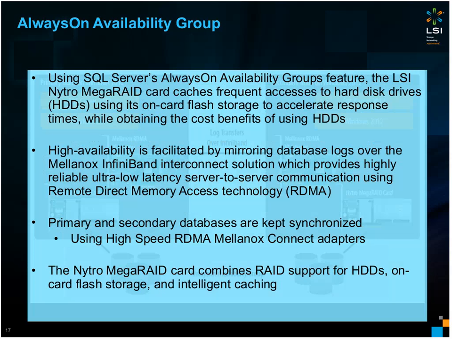There we go. We took SQL Server's Always On availability groups. We used Nytro MegaRAID. We cached the frequent accesses to the hard disk drive, both on reads and writes in the primary and on reads on the secondary. We provided high availability through the use of mirroring database logs over the Mellanox InfiniBand interconnect cards. And we have a very economical, high availability Always On SQL Server 2012 primary, secondary, clustered database environment. This is a very, very economical way to provide high availability, flash acceleration, and RAID-protected storage in a SQL Server 2012 environment.